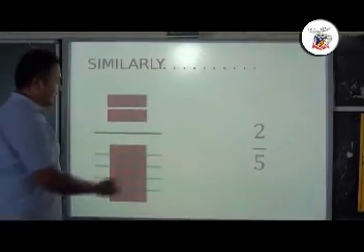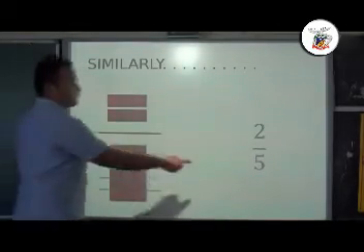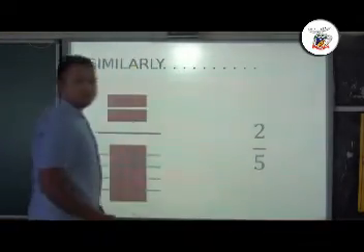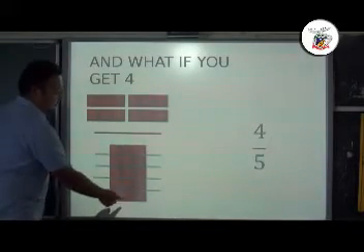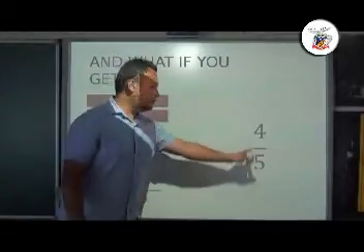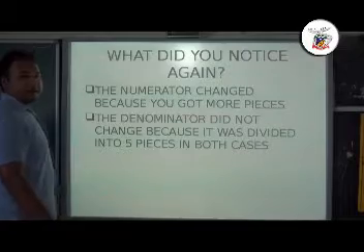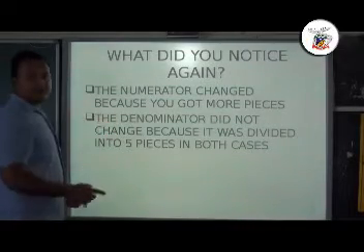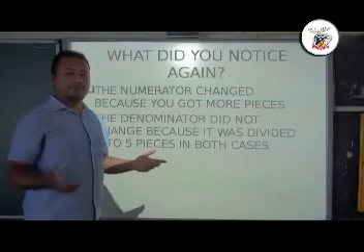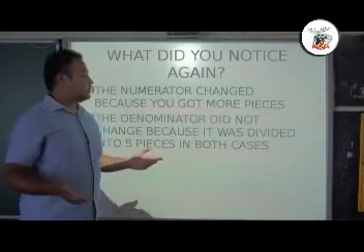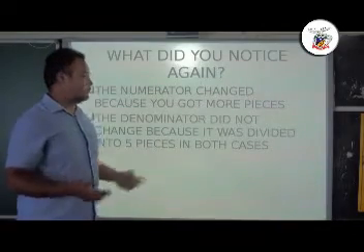Similarly, here I am dividing it into only 5 pieces, but I am giving you 2 out of those. So you get 2/5 of the chocolate. Here giving you 4 of those pieces from here. So you get 4/5 of the chocolate. So again, what did you notice? The numerator changed, but the denominator did not change, because you made 5 pieces in each case, but in the first instance I gave you 2 pieces, and in the next I gave you 4 pieces.